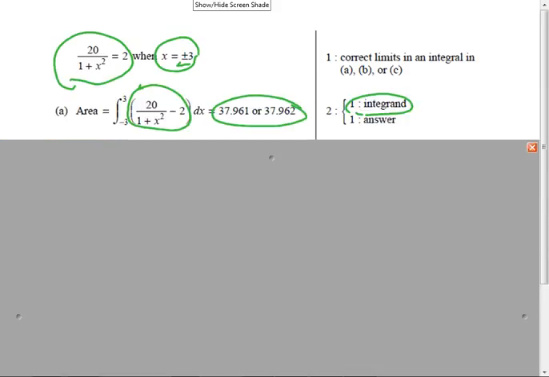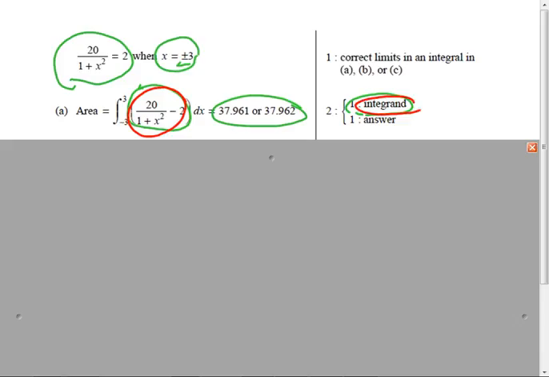Okay? So you get 1 point for finding the 3 and the negative 3, 1 point for finding the integrand. The integrand is this part that's inside the integral. That's the integrand. And then 1 point for the answer.